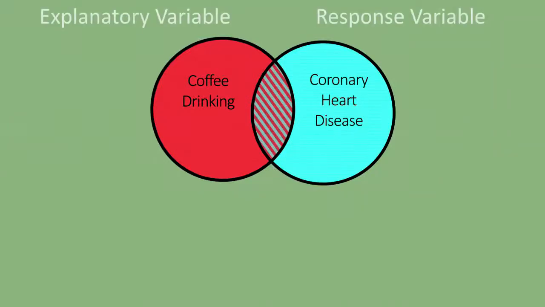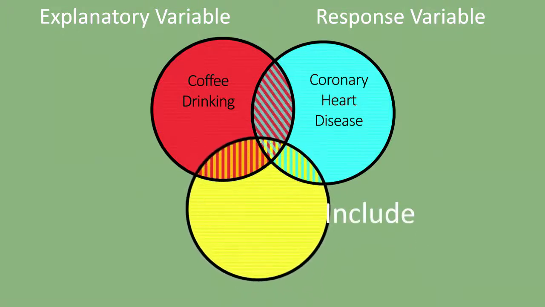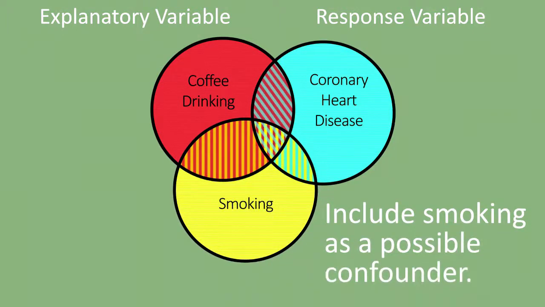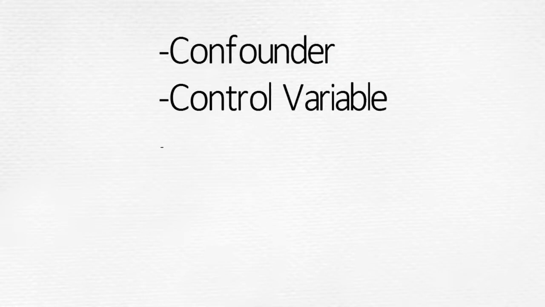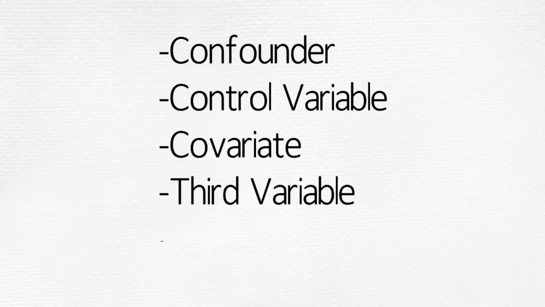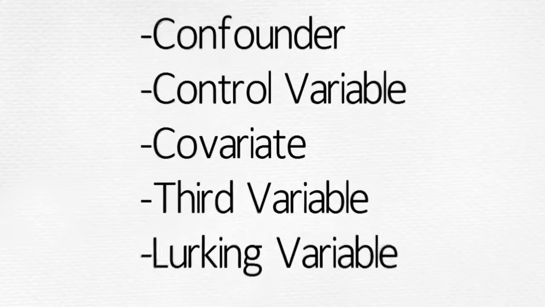Coronary heart disease is our response variable. Our explanatory variable is coffee drinking. Our basic question is, do we know something about the presence or absence of coronary heart disease by knowing the level of coffee drinking in our sample? But we may also know or believe that smoking is related to both coronary heart disease and coffee drinking. So we want to include smoking in our model as a possible confounder in the relationship between coffee drinking and coronary heart disease. Other terms used to describe a potentially confounding variable in my statistical model include control variable, covariate, third variable, or lurking variable.